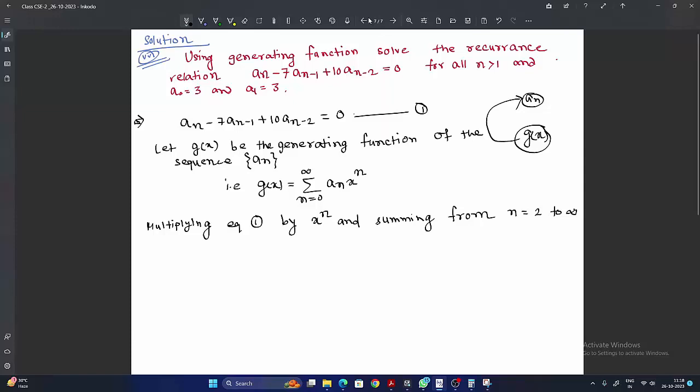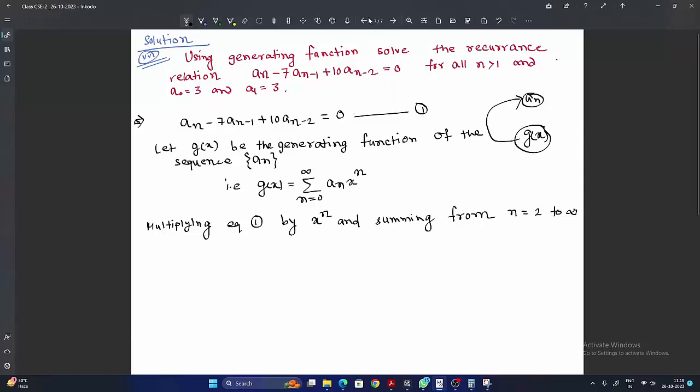Why? Because if you take n equal to 0 to infinity, then this term will give you a_(n-2), that is a of minus 2, if you take the summation from 0. We don't have a minus 2 term because our sequence starts from a0. So that's why we are summing it from n equal to 2. If there is an n minus 3 term, then we will sum it from n equal to 3. That means if it is an order k recurrence relation, we will take the sum from k to infinity. Is it clear? Yes, sir.